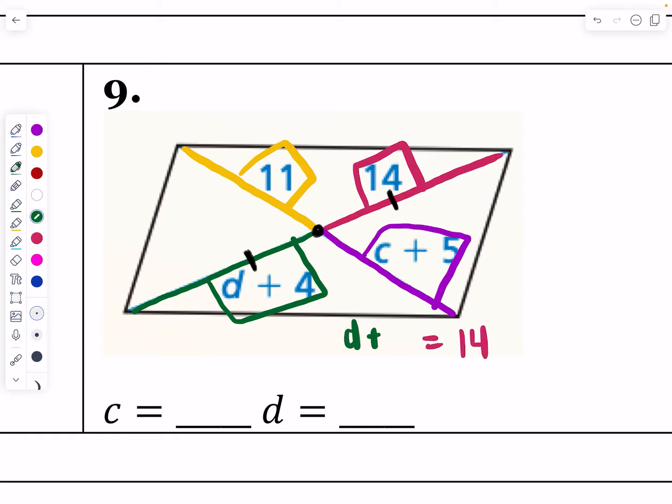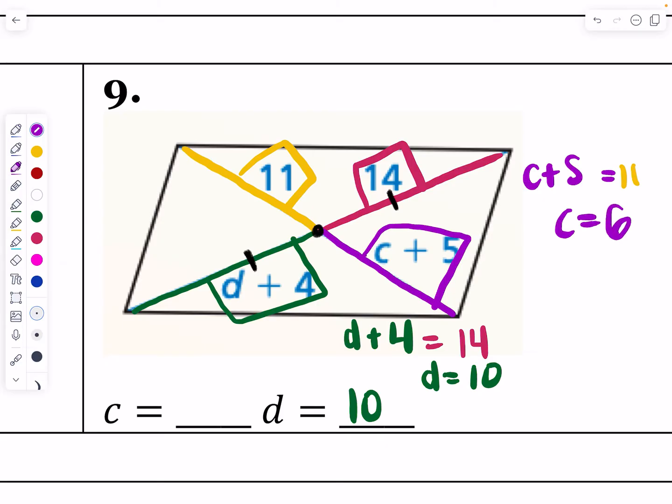That diagonal gets bisected by the other diagonal. And so what do I get for D? I'm going to get D equals 10. So D is 10. Then that yellow piece, 11, is going to be equal to the purple piece. That diagonal gets bisected. This parallelogram. So C plus 5 equals 11. So C is going to be equal to 6.